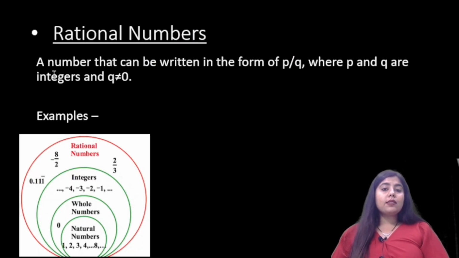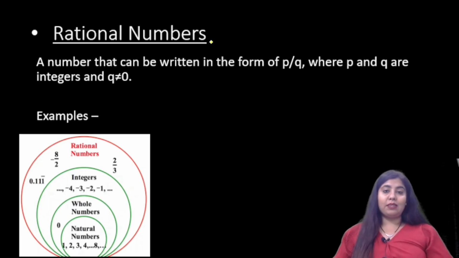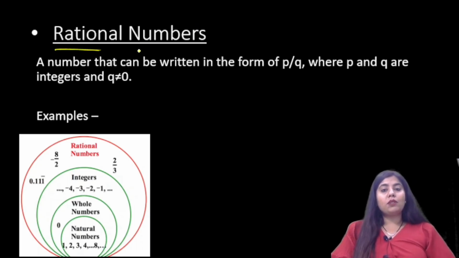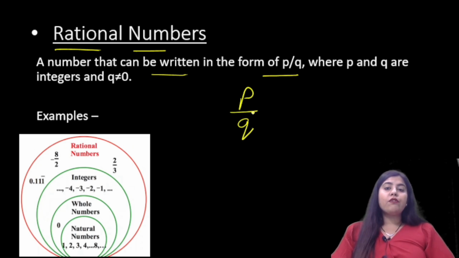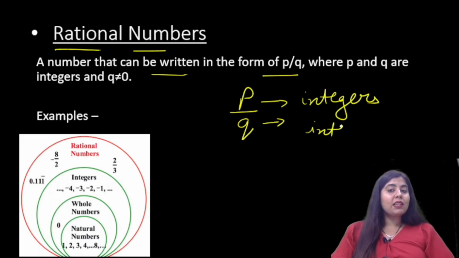Now, next is, what are rational numbers? Now we are going to discuss our main topic by which our chapter is named, that is rational numbers. Rational numbers are those numbers that can be written in the form p by q, where p and q both are integers. Both must be integers. Integers means they can be positive, negative or 0. And there is one more condition, that q is not equal to 0.